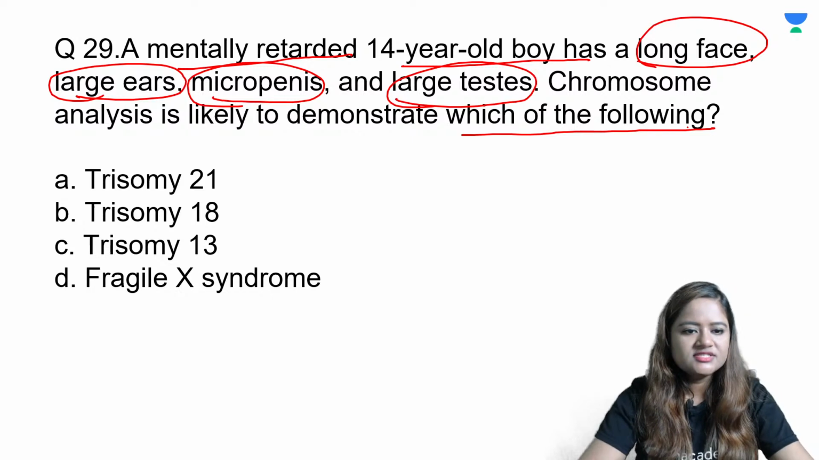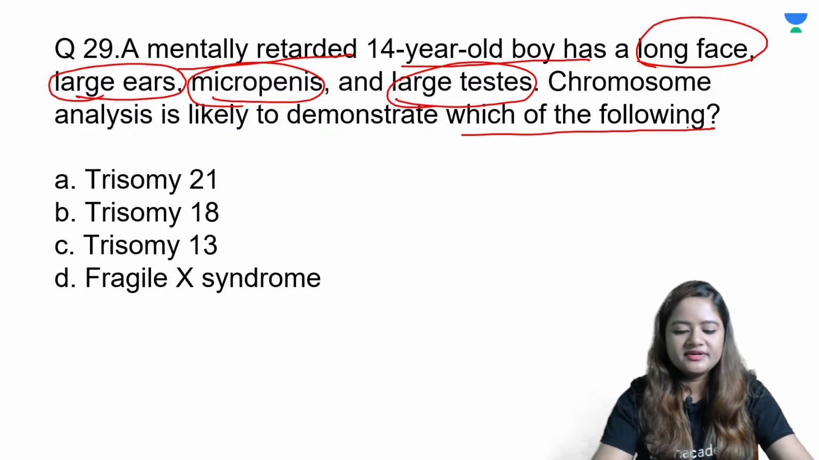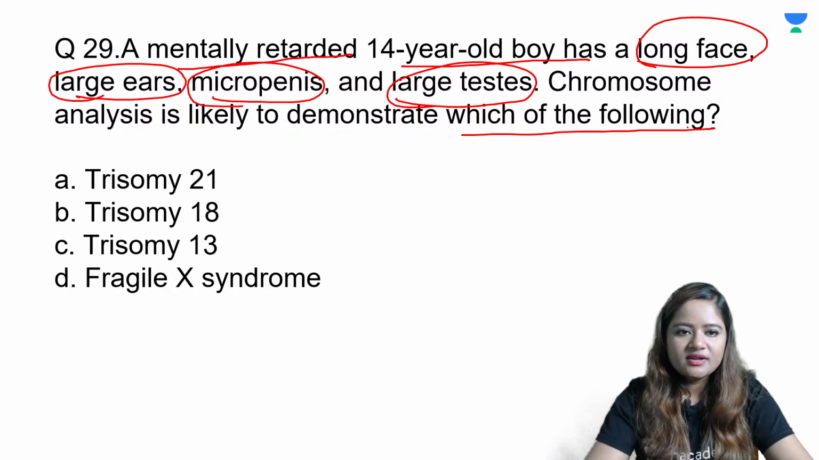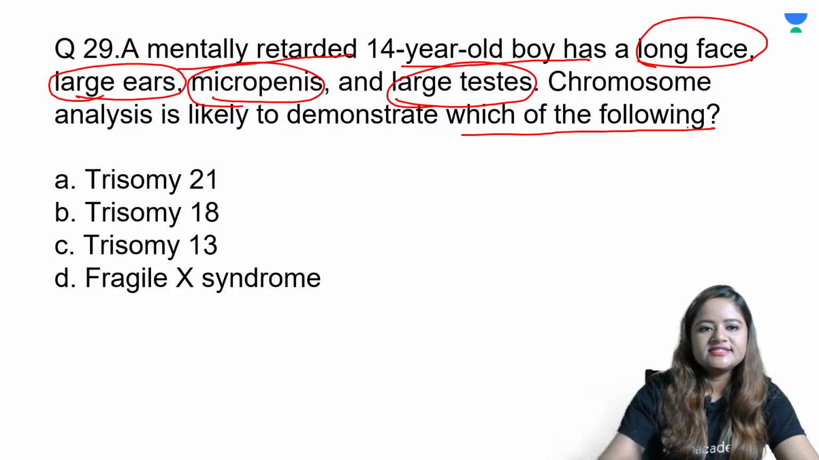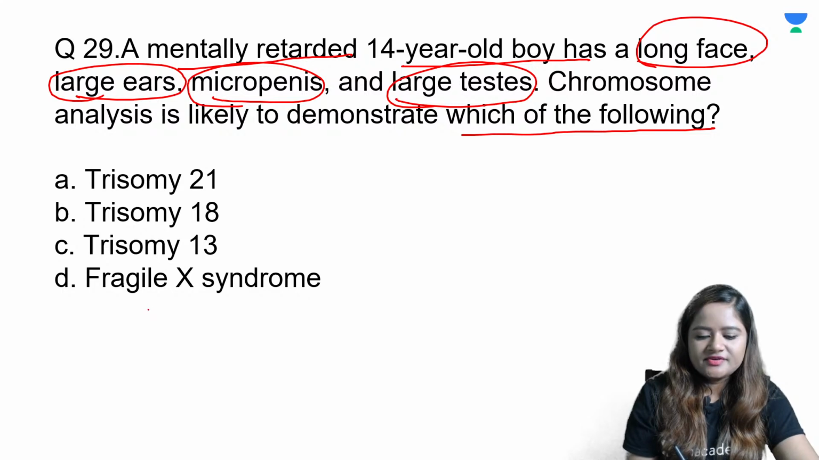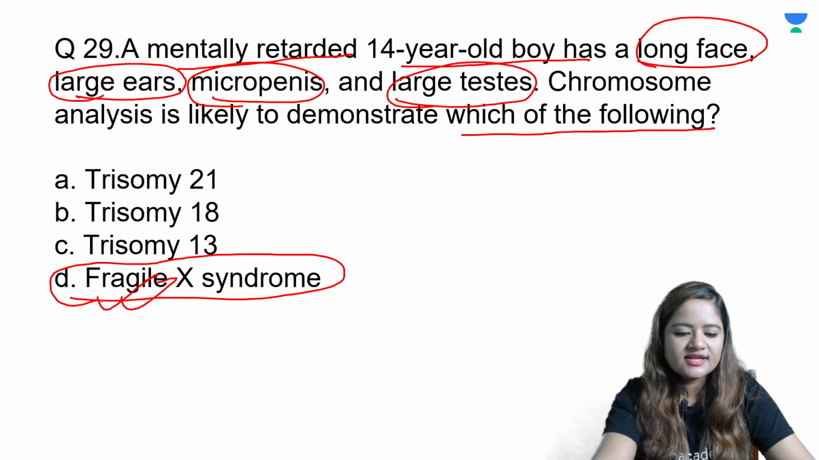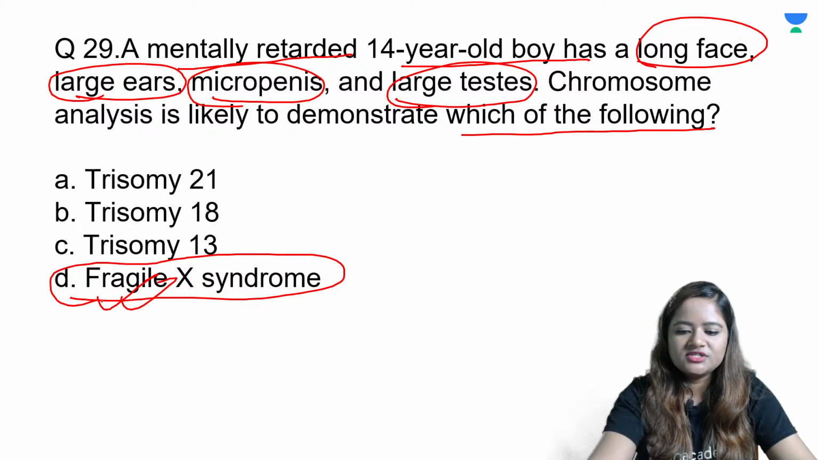It's a very classical syndrome which is repeatedly asked in the exam. So long face, large pinna, micropenis and a large testis. That classically with mental retardation fits into Fragile X syndrome. So that's very good that you marked it right. Fragile X syndrome is one classical condition which has got all these features. So the answer is going to be option number D.